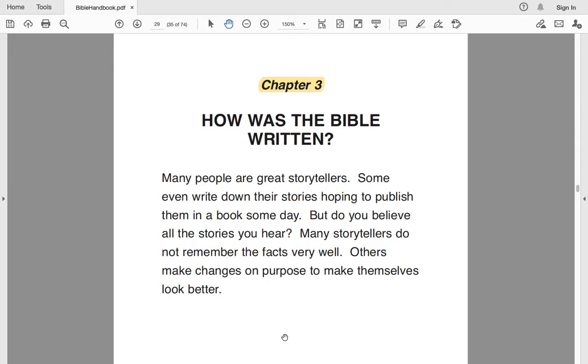This week in Catechism, we're going to be completing the booklet that we started last week. Today, your booklet begins on page number 29. It's the front cover of the packet. On page number 29, we have the title for chapter 3, How the Bible Was Written.